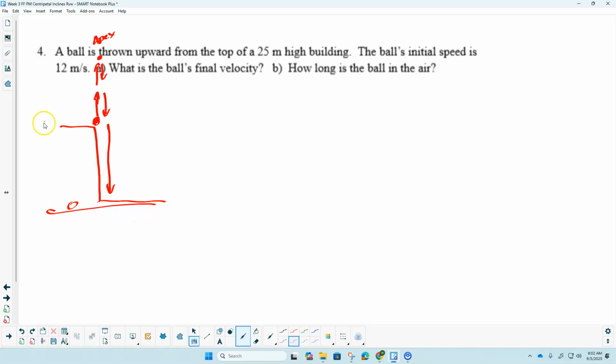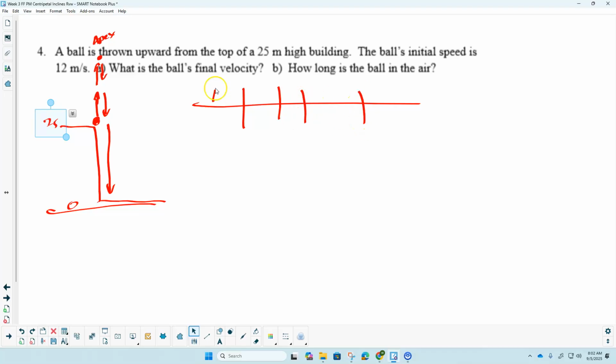So the ground is 0, this would be 25 if you had your positions labeled on the graph or picture. So going through the ideas, we're in the y direction because it's free fall: VI, VF, G, this time, and T. So gravity we know is -9.8 meters per second squared. The ball is thrown upward at 12 meters per second, so that's a positive 12.